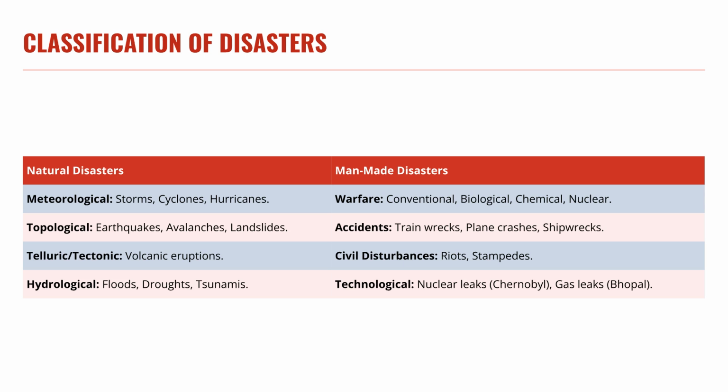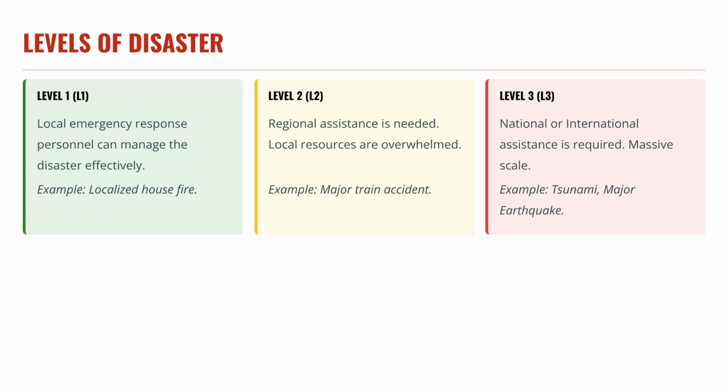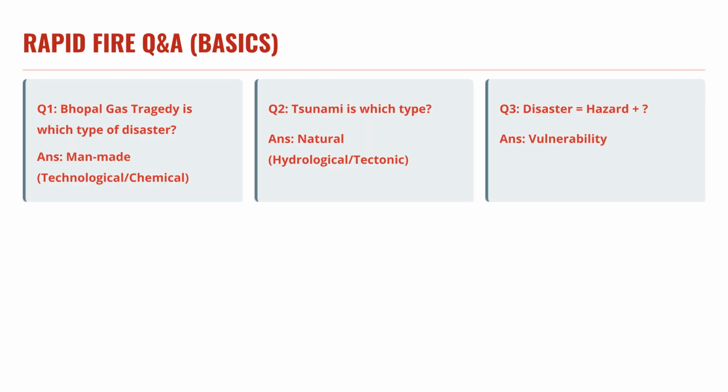Disasters are typically classified as either natural, such as earthquakes, or man-made, such as technological or chemical incidents. Disasters are categorized by levels. Level 1 can be managed by local emergency response. Level 2 requires regional assistance, and Level 3 demands national or international aid due to massive scale. To test your basic knowledge, the Bhopal gas tragedy was a man-made disaster. A tsunami is a natural disaster. Remember, disaster equals hazard plus vulnerability.